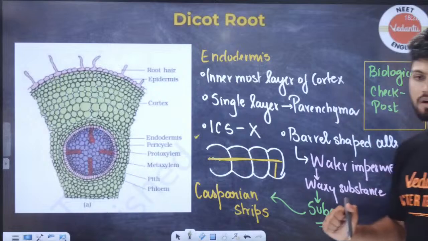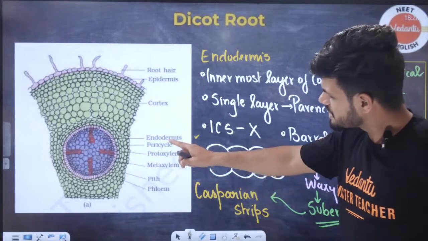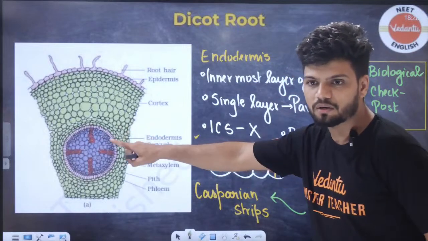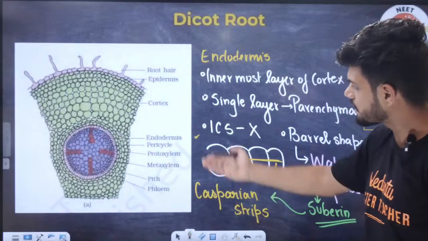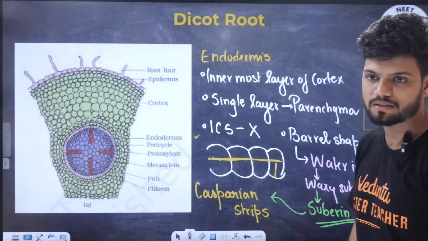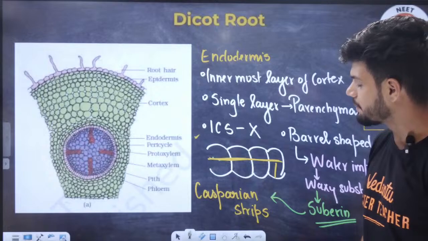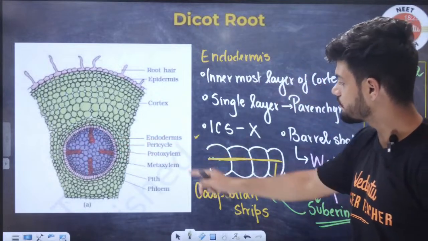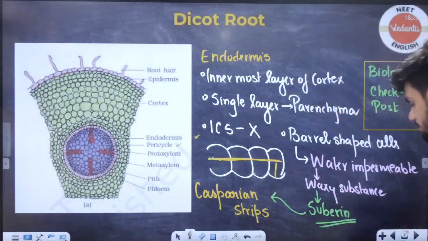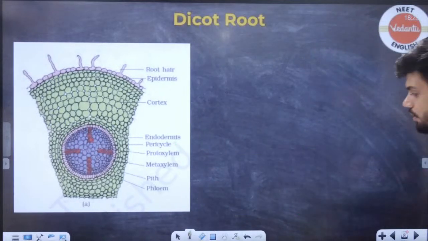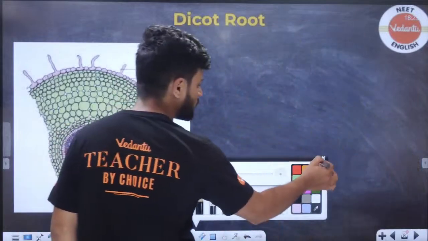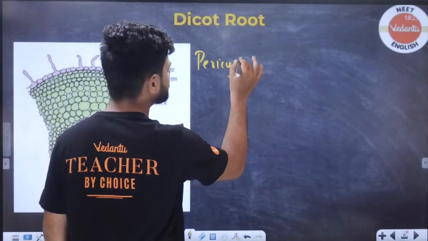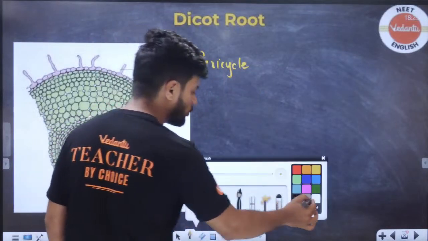Now students, all of you tell me, what is present inner to the endodermis? Look at the diagram and tell me. You can see one small cycle here. Can all of you see this small cycle here? That is called the pericycle. So pericycle is present inner to the endodermis.